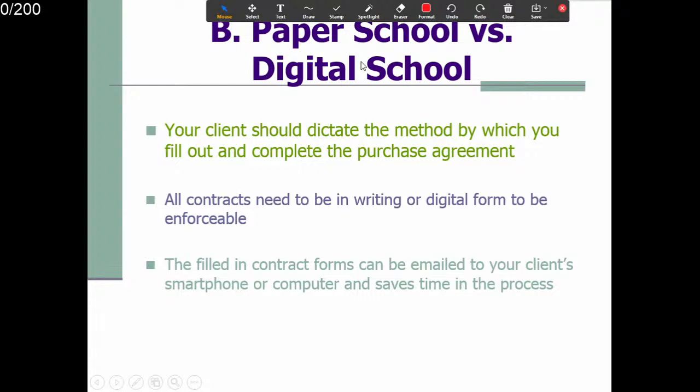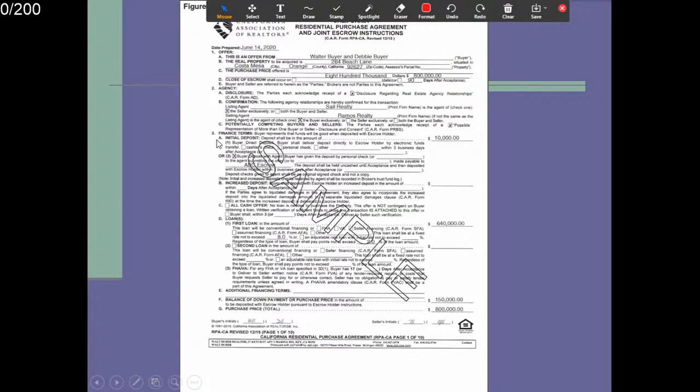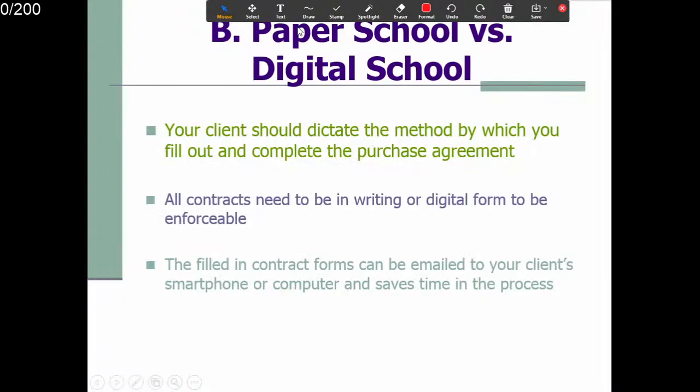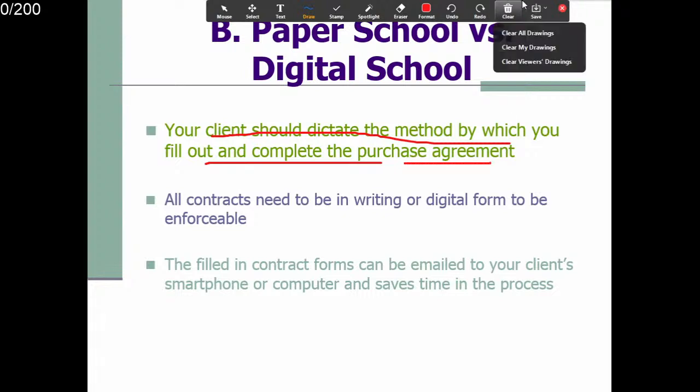Okay, paper versus digital. Your client should dictate the method by which you fill out and complete the purchase agreement. It depends on the generation gap, right? Older folks don't know how to use a computer, no email, right? Of course, you print it out and have them sign normally.